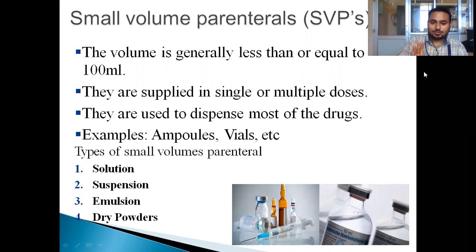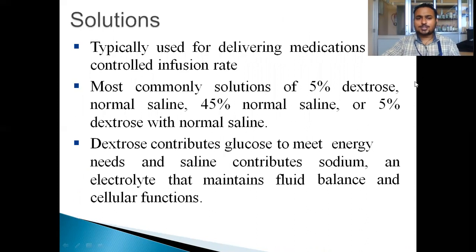So what are the types of small volume parenterals? These include solution, suspension, emulsion, and dry powders. First come with the solutions. Solutions are typically used for delivering medications and controlling infusion rate. The most common solutions are 5% dextrose, normal saline, 0.45% normal saline, or 5% dextrose with normal saline.